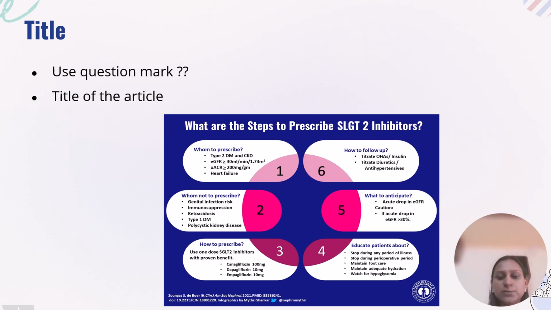So if you look at this visual abstract, the title is in the form of a question, and also the subsections, if you see, even those are in the form of questions. So if it is a form of question, then it increases the curiosity and it attracts the attention of the audience. So here the title is what are the steps to prescribe SGLT2 inhibitors, and in the subsections you can see whom to prescribe, whom not to prescribe, how to prescribe, educate patients about what to anticipate, and how to follow up.